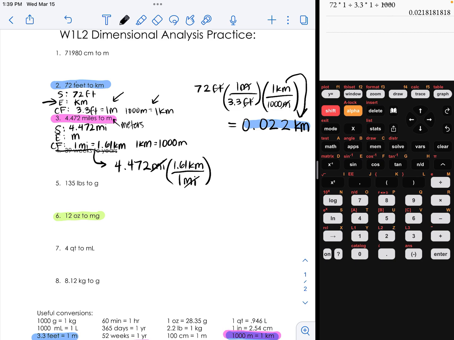starting value. Now I'm trying to get to meters and I'm in kilometers, so I need to do one more conversion. I want to cancel out my kilometers, so I'm going to put the 1 kilometer on bottom and the 1,000 meters on top. Then my kilometers cancel and I end with meters here, just like I wanted to with my ending goal. Now all that's left to do is solve. That means type it in on your calculator. Pause and try to type it in on your calculator on your own.